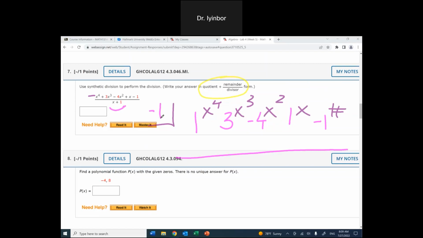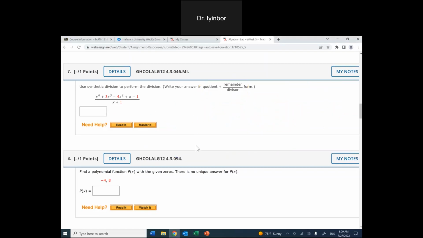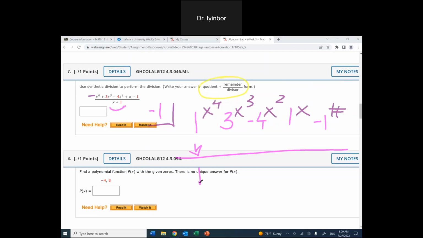And then you're going to do the calculation. So bring down the 1 down here. The first number, bring it down, is 1. Then you multiply 1 times -1 is -1. 3 minus 1 is 2. 2 times -1 is -2. When you add with -4, it's going to be -6.